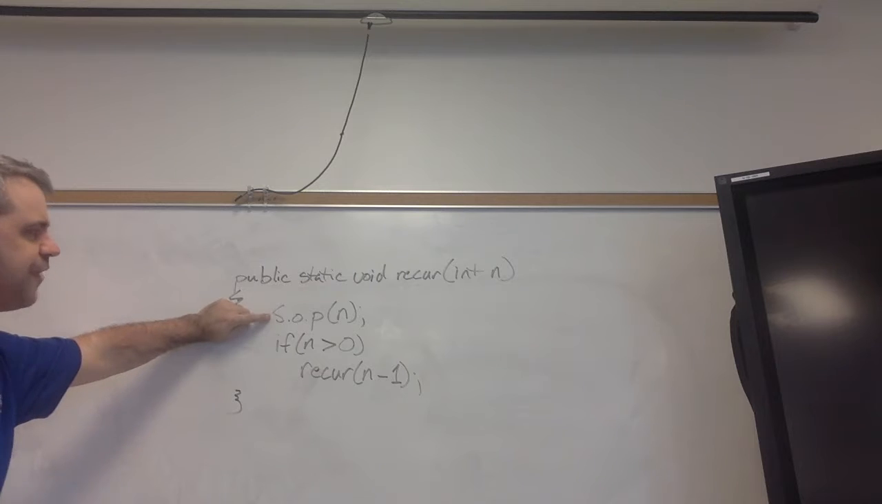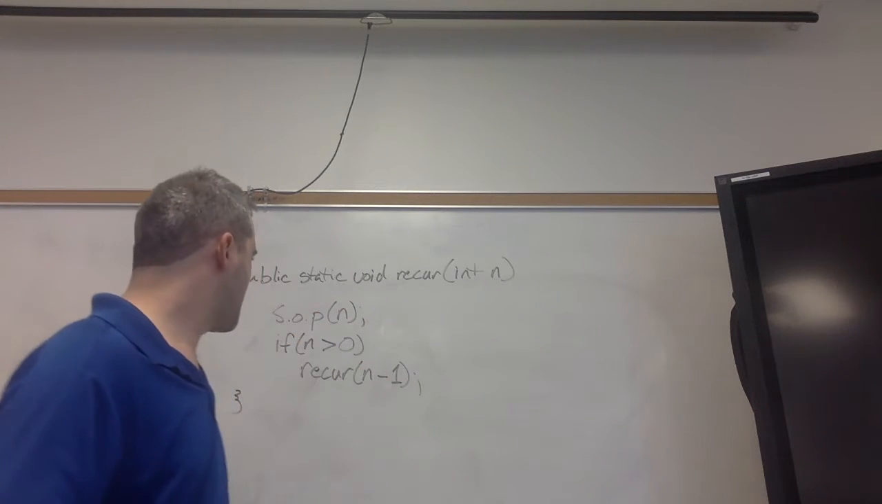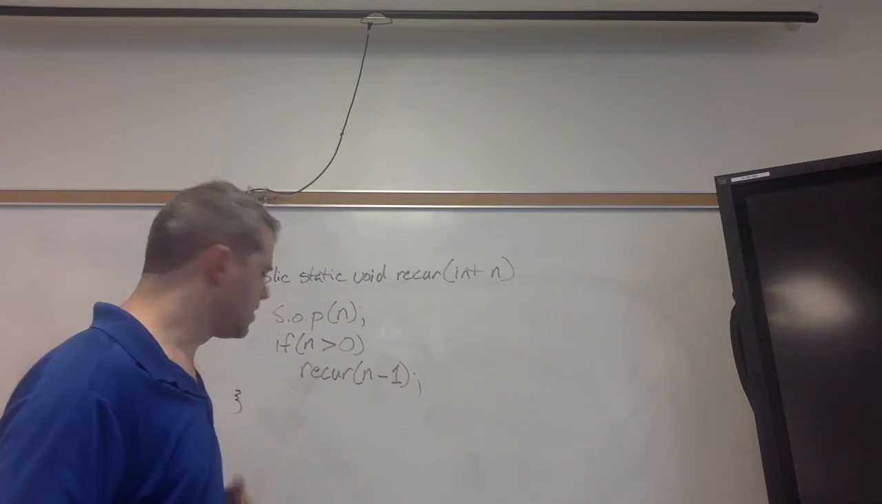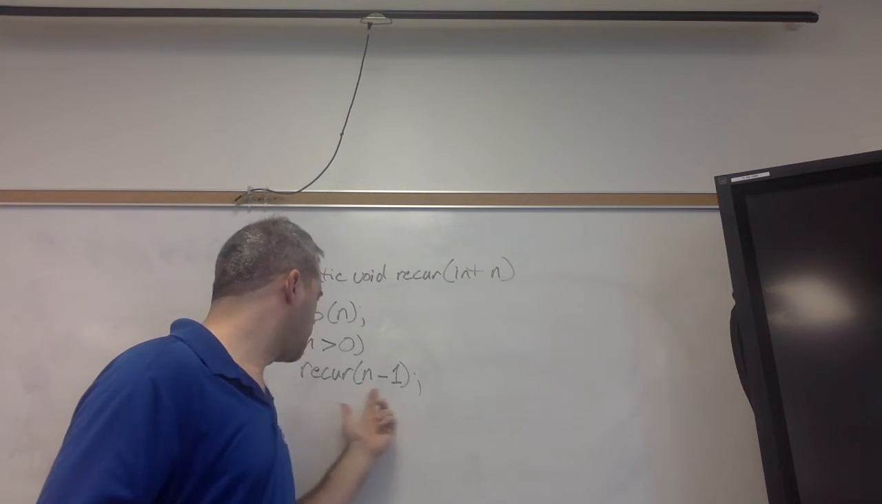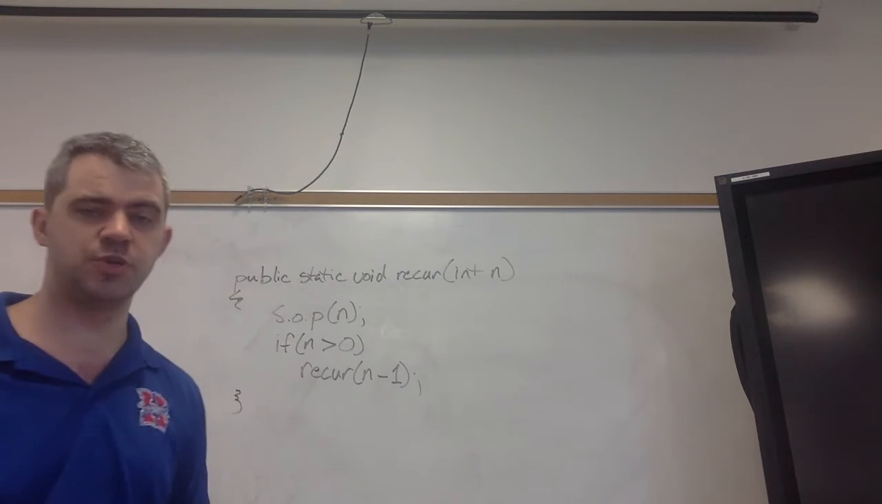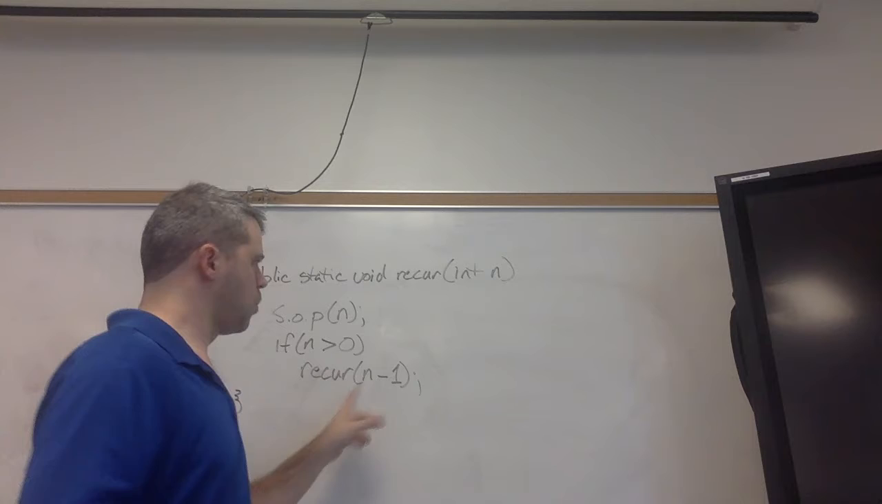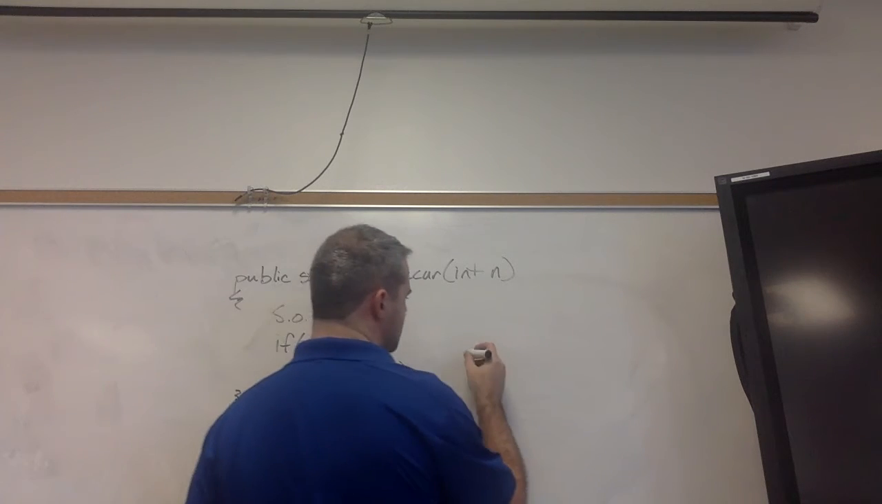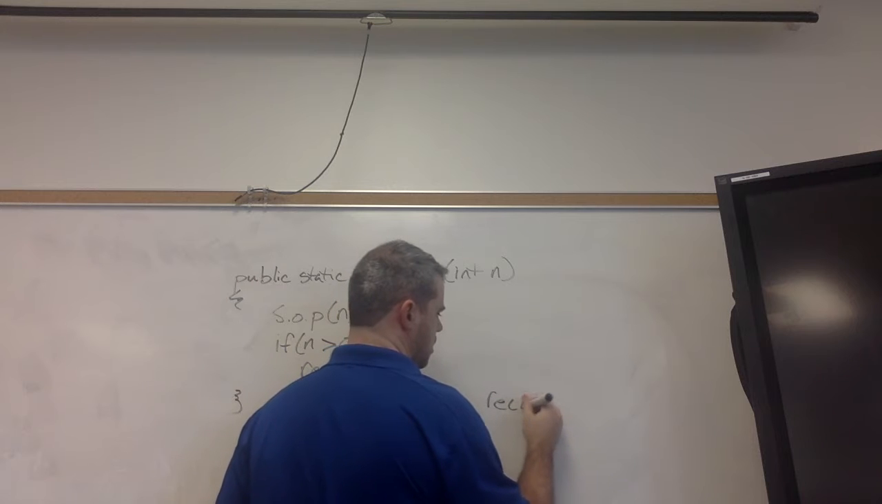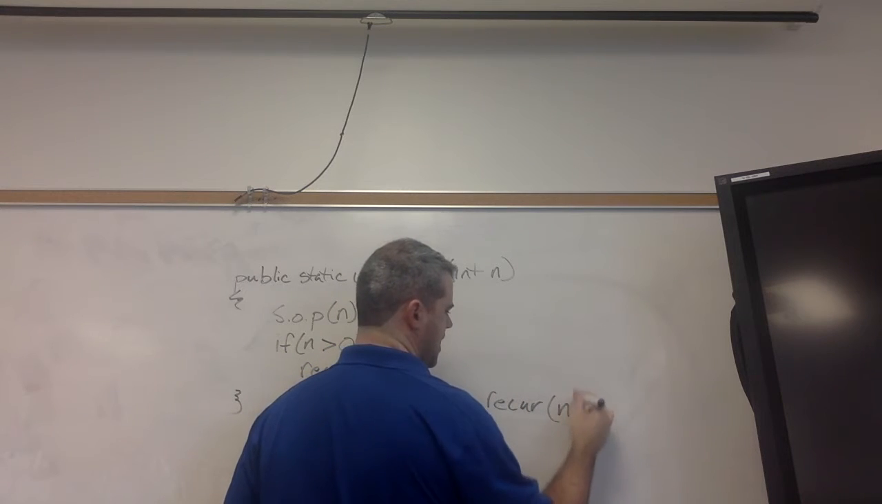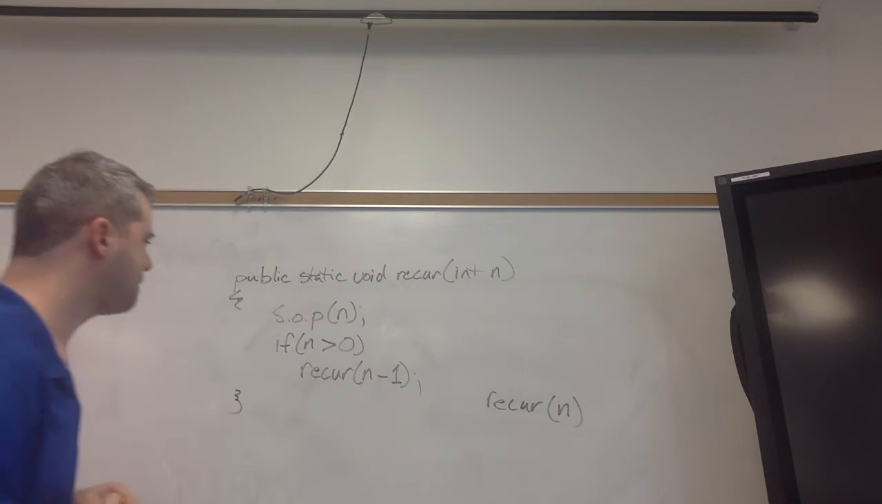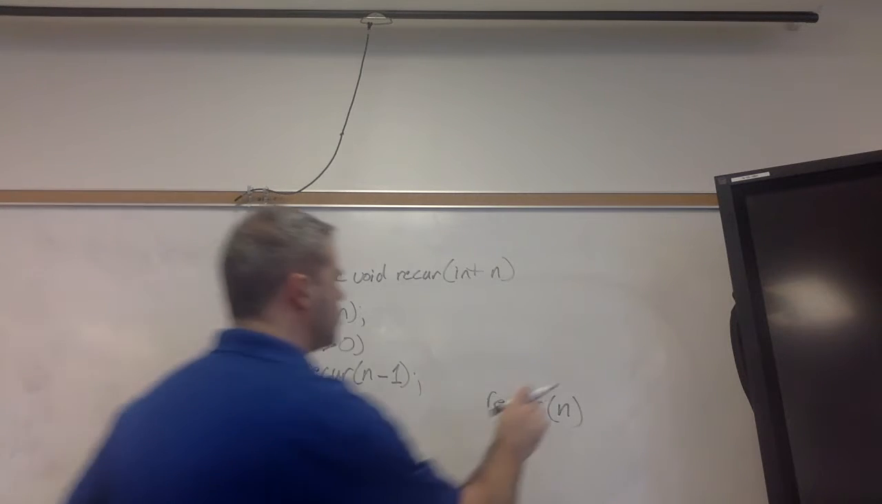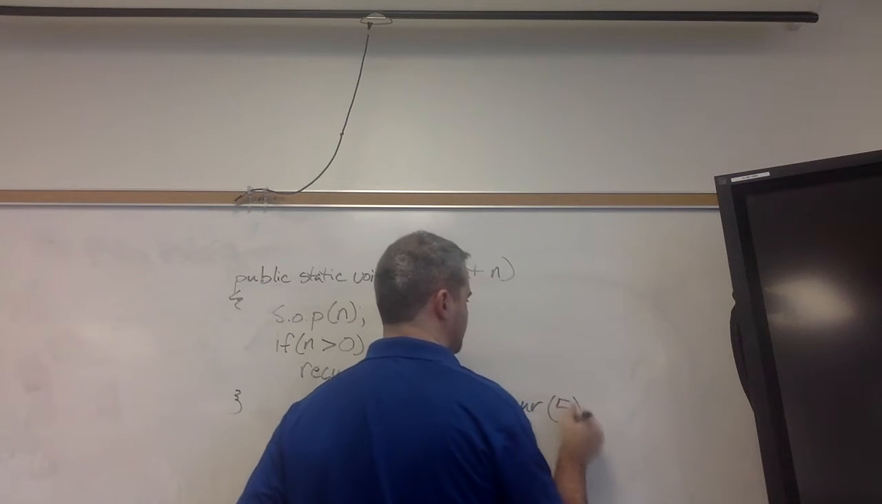But look at this guy. What it does is first it prints out n, and then as long as it's greater than 0, it's going to go ahead and reduce n by 1 and run it again. So for fun here, let's call recur 5.